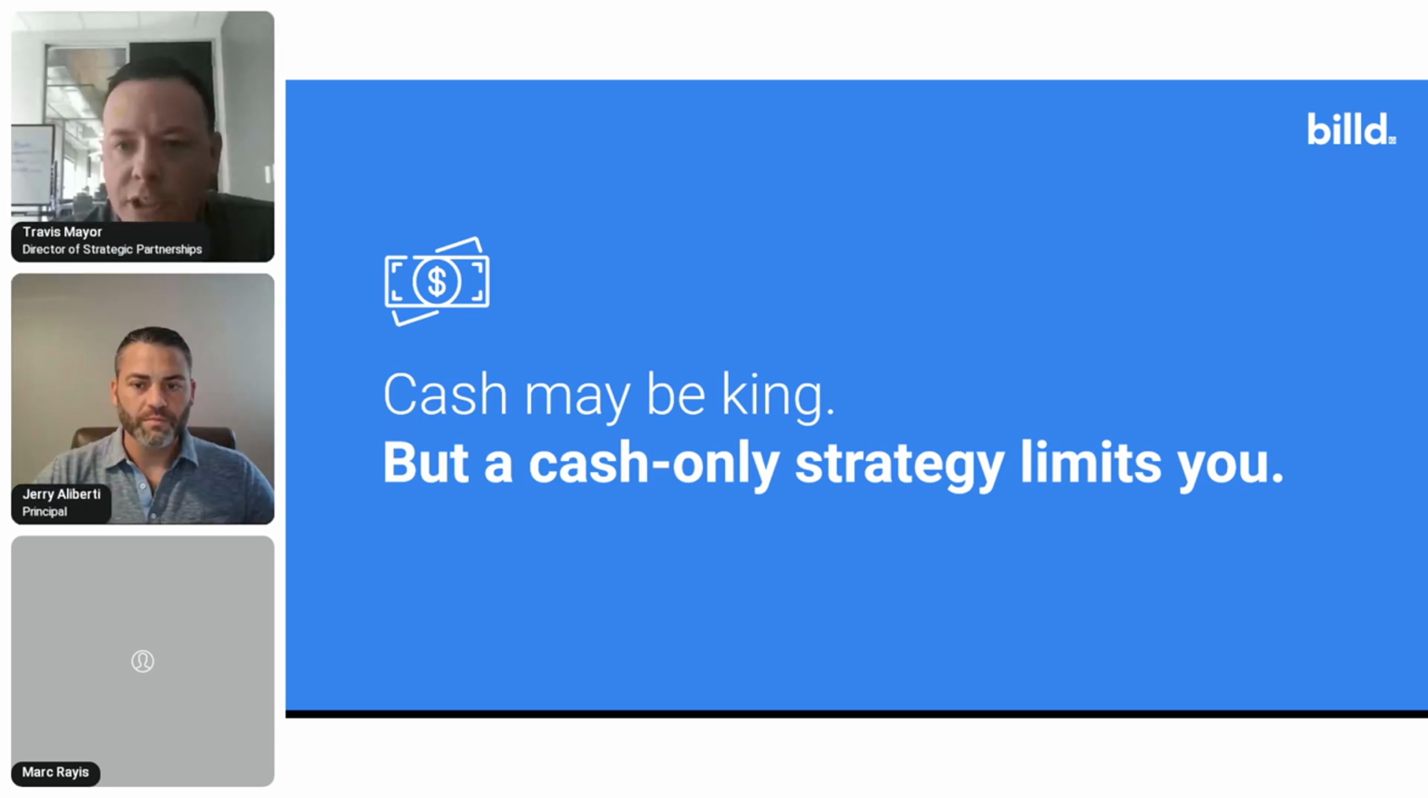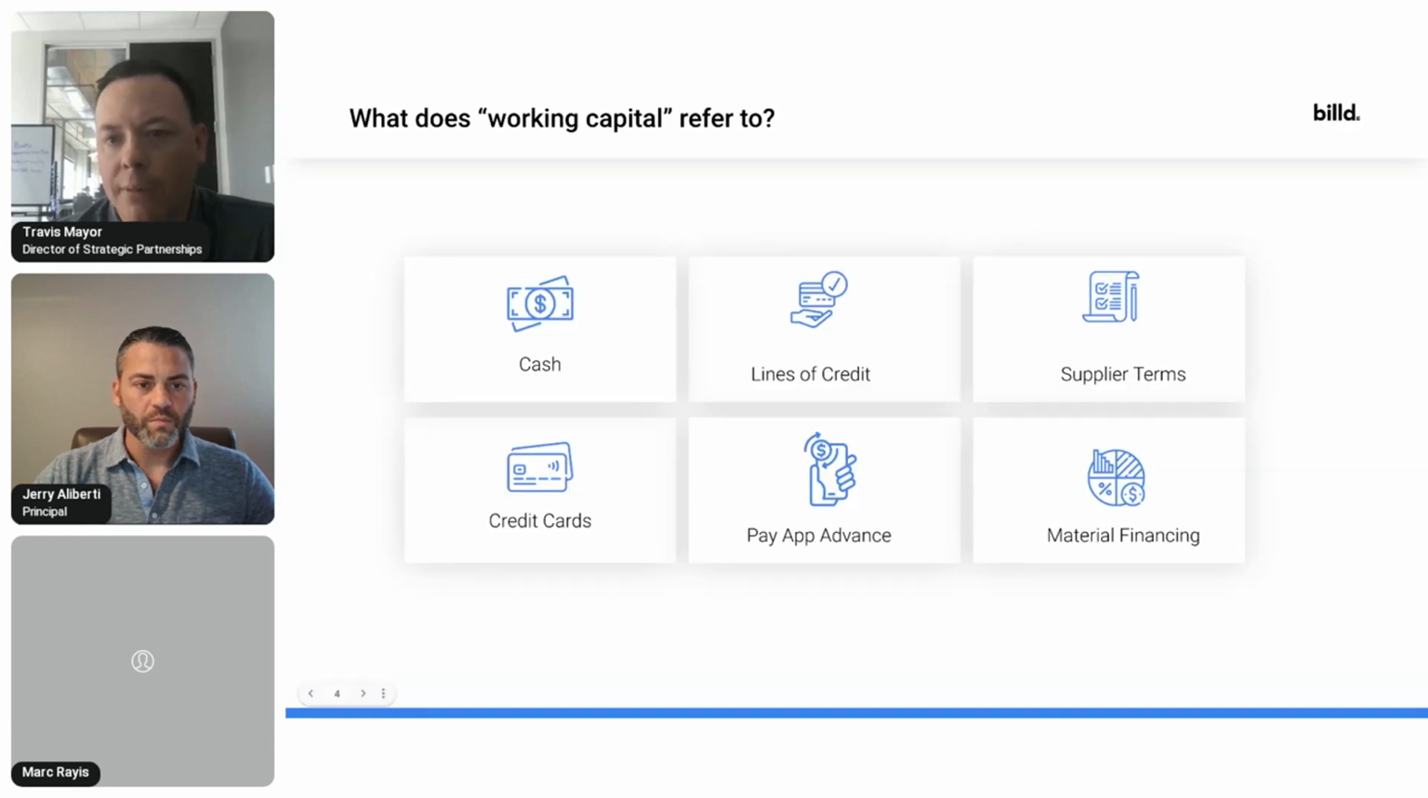And so the second question: what working capital option do you use most? You can go back to the previous slide, Mark. What working capital option do you use most to cover the cost? 27% of y'all said cash, 55% said lines of credit, 9% supplier terms, 0% selected credit cards, and then 9% selected Build products, pay app advance, material financing. So that's an interesting split.